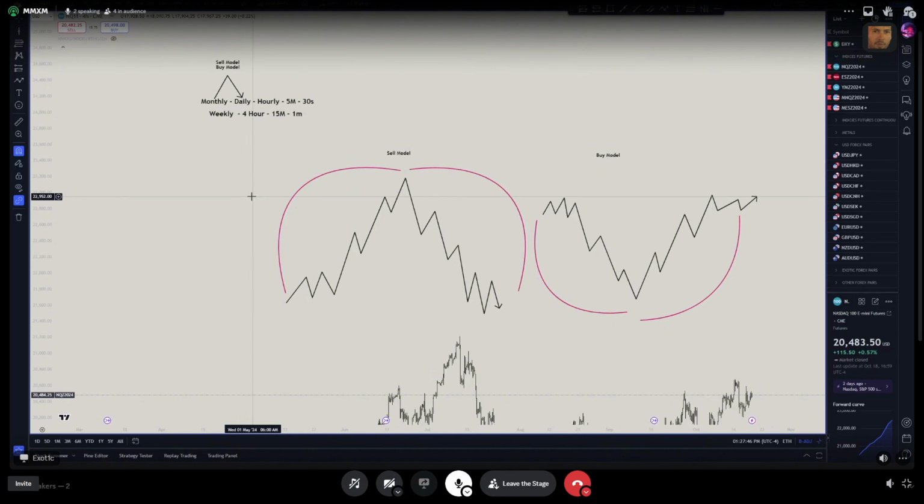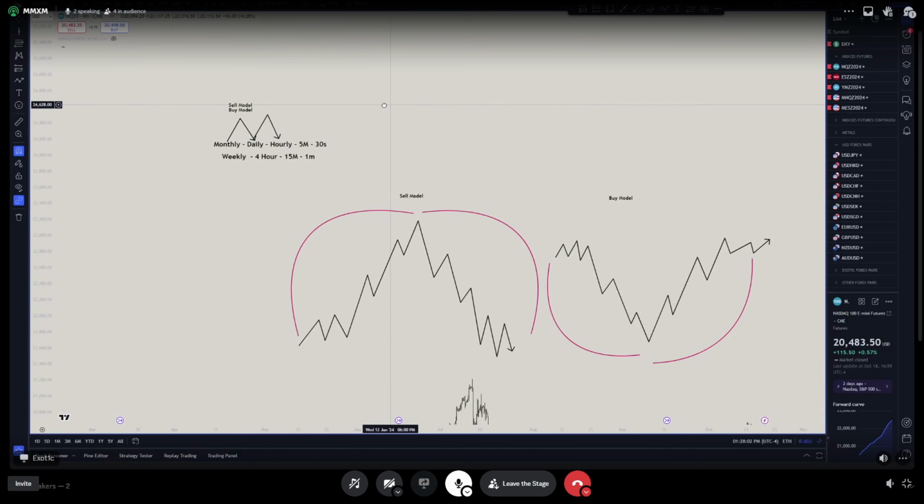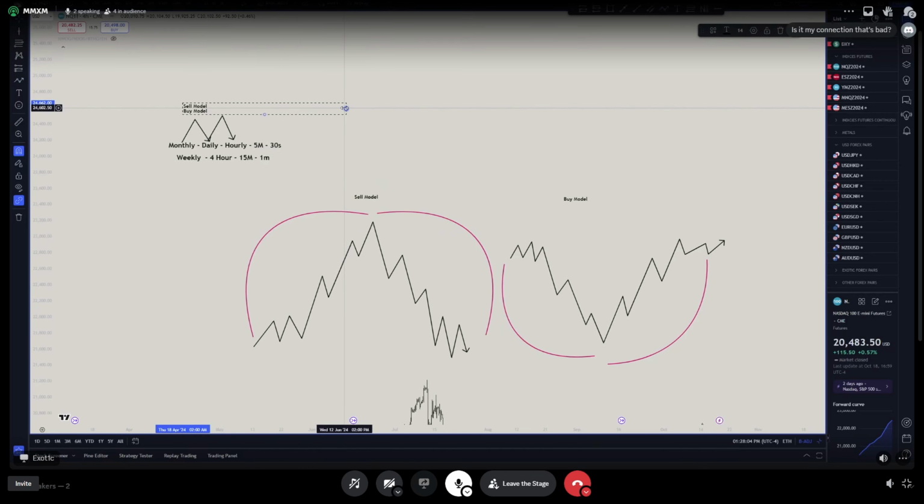So from a monthly PD array, mostly a fair value gap, down to a daily, that's when you're going to see a daily sell model or buy model, right? And the same thing goes from a daily fair value gap, you're going to see an hourly sell model or buy model. And the same thing keeps going from the hourly fair value gap. You're going to see a 5-minute sell or buy model. And from a 5-minute fair value gap, you're going to see a 30-second buy or sell model here.